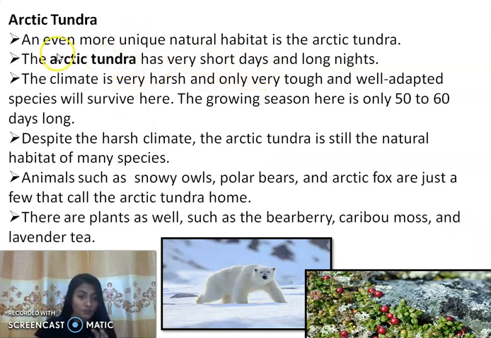There are lots of natural habitats out there, but in the prior lecture we studied forest and wetlands, and today we have studied this desert, and this last one is Arctic tundra, right? An even more unique natural habitat is the Arctic tundra. In a forest there is an equal proportion of water and temperature, precipitation and temperature both equally, so the trees receive that amount, and there's a dense population of trees.